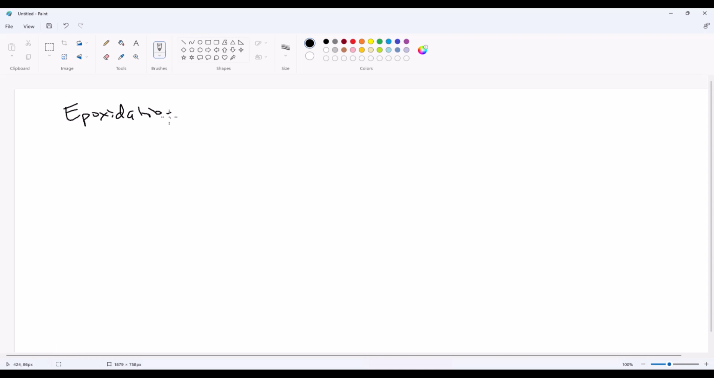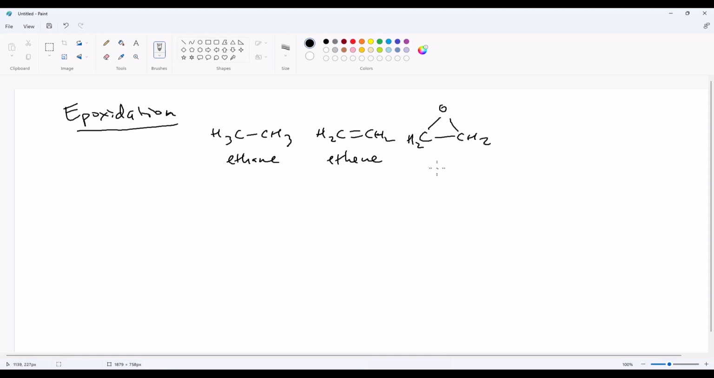So epoxidation is a new functional group that we haven't seen before. So if we look at H3C, CH3, this would be ethane. If we look at H2C, CH2, this would be ethene. An epoxide is a derivative of an alkene where you have a cyclic structure with an oxygen. So this is what we would call epoxyethane. So this structure here, where we have a cyclic structure with an oxygen bonded to 2 carbons, is what we call an epoxide.